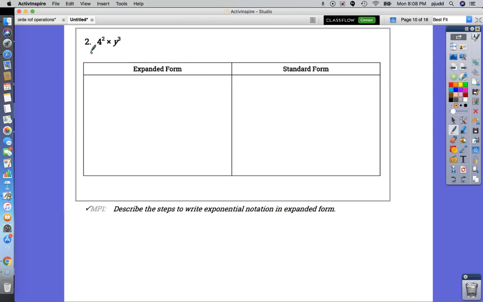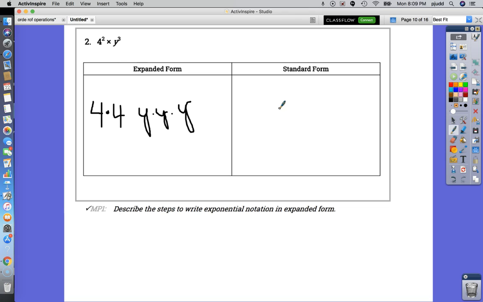Now, I have a base of 4. I have a base of y. Again, I have a numerical base and I have a variable base. Expanded form means I'm stretching both of them out. 4 to the 2nd power: 4 is going to be a factor 2 times, 4 times 4. Y is going to be a factor 3 times: Y times Y times Y.